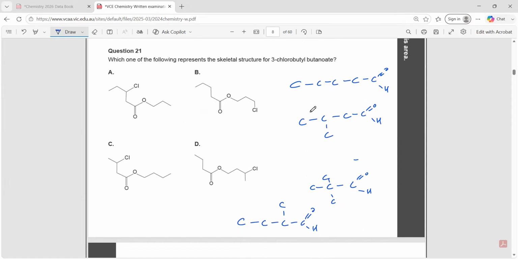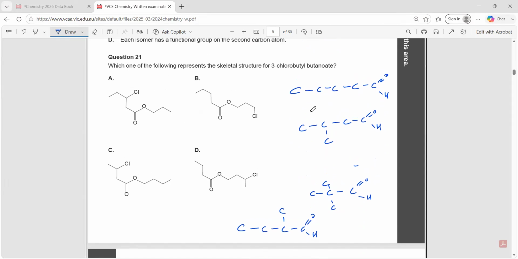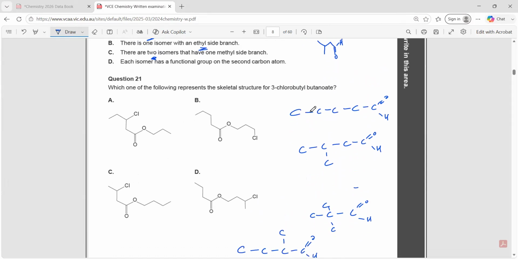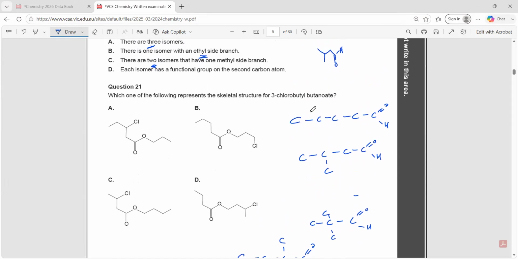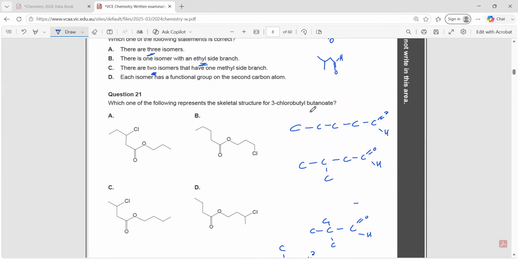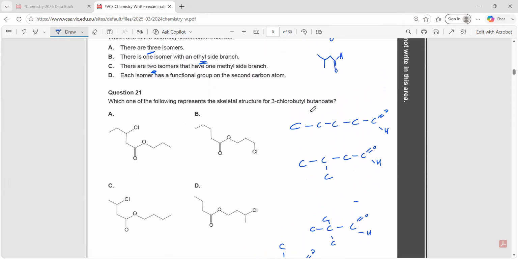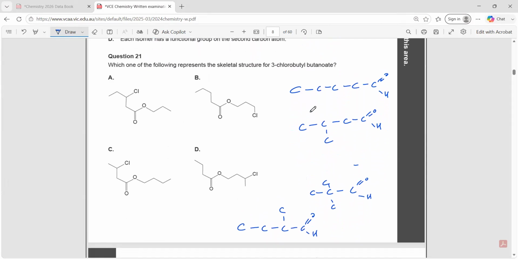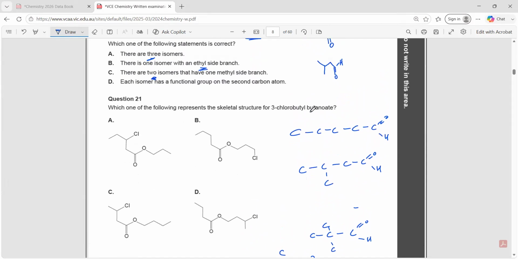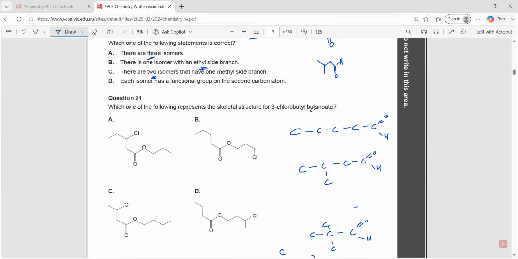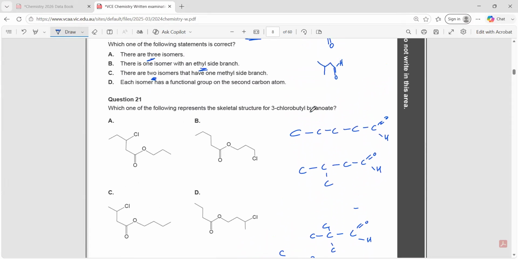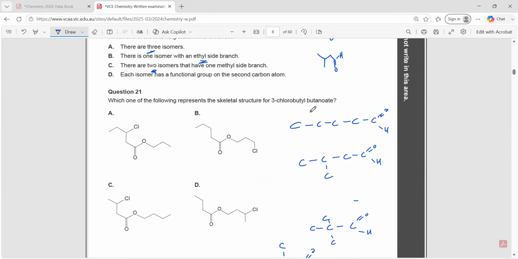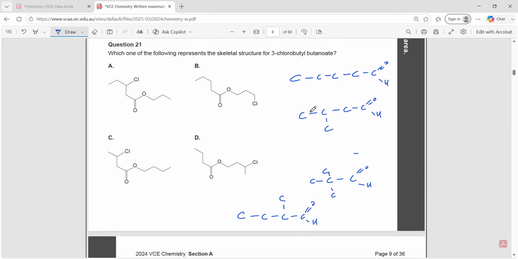Cool. And then you have two. There's one isomer with an ethyl side branch. I don't think so. There is an isomer with a methyl side branch. There are two isomers that have one methyl side branch each. Yes, that is true. Each isomer has a functional group on the second carbon atom. You can't guarantee that. So I'd say it's C, okay? Because we can have this one and we can also have this one.